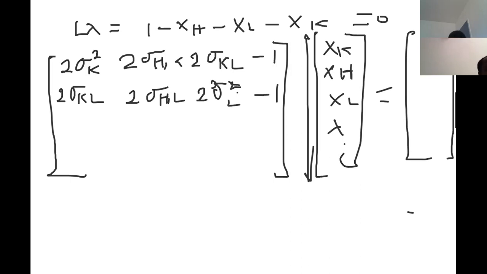Is okay. Then the next one becomes 2 covariance of H and L. No, I think there's a mistake elsewhere. But yeah, there is a mistake. I think the second matrix. I think XK has to be not the second one. There's a mistake in the second one. Yeah. Let me go back.